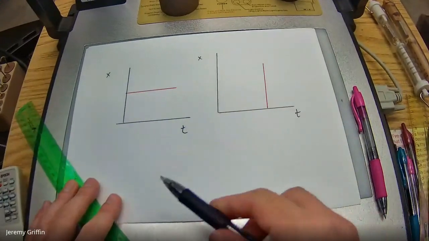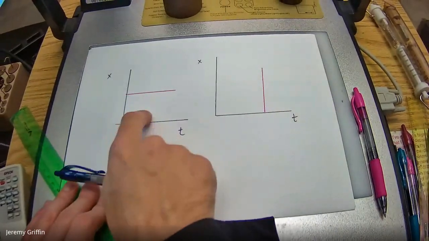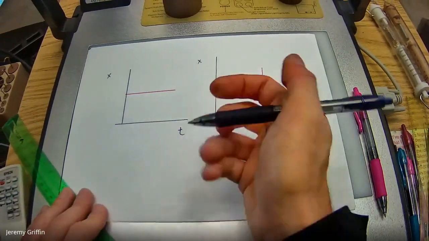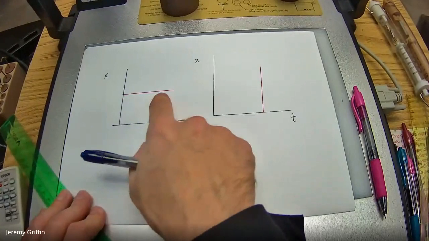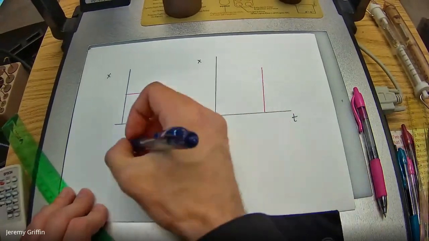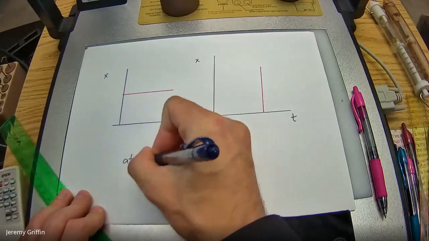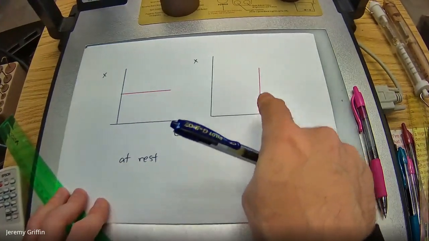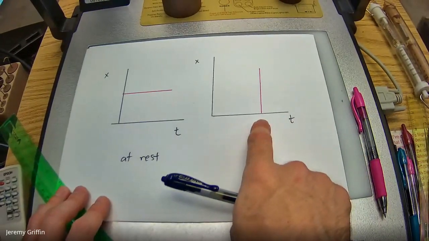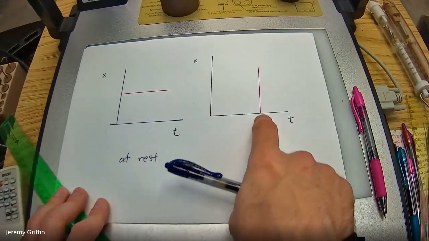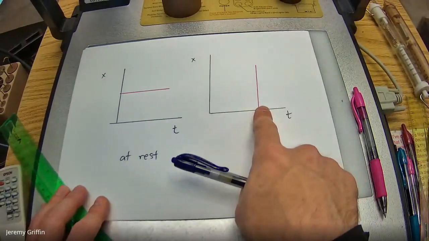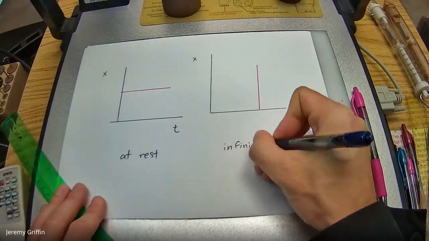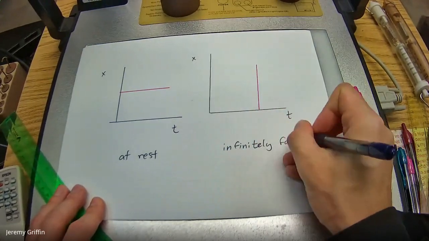Okay. What's going on in this graph on the left? What is the object doing? Moving really slowly. Yeah, but if it's exactly horizontal, it might even be at rest. All right, so the object is at rest, right? What's going on in the one on the right? It's vertical. Isn't it many different positions at the same time? So would this object be moving infinitely fast? Something like that?